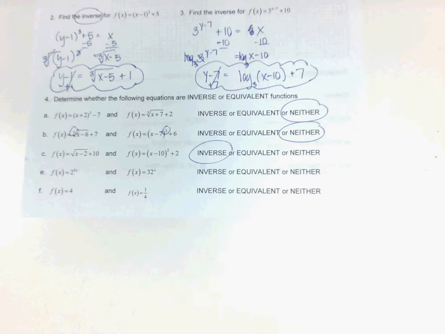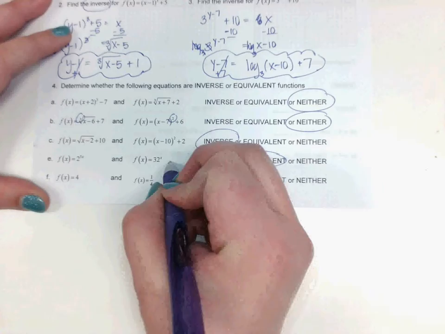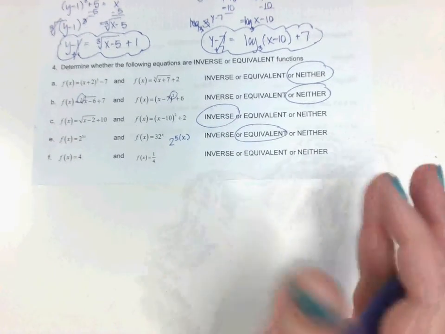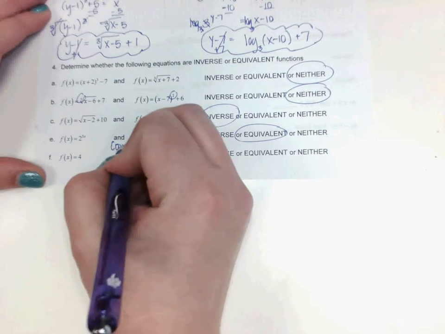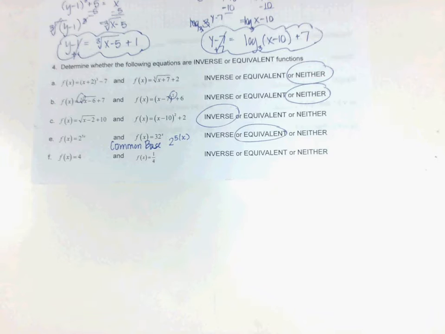Equivalent means equal. Okay, so I'm going to put on here, just to make sure there's one like this on your exam, 32 is the same as 2 to the 5. And then you would leave the x left over. That's a common base. Example.